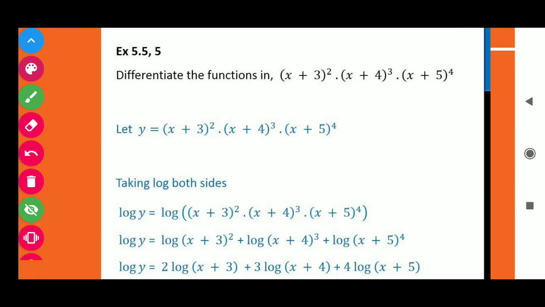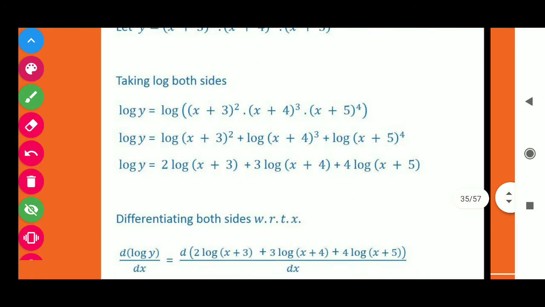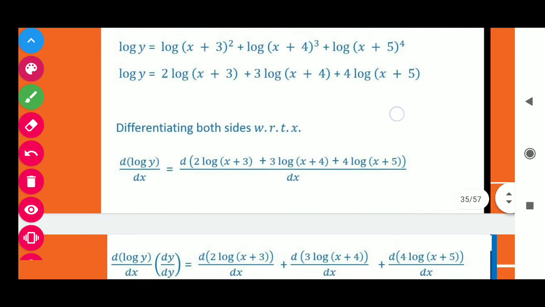So by using the property, we will write 2 in front of log x plus 3, 3 in front of log x plus 4, and 4 in front of log x plus 5. So differentiate both sides with respect to x.